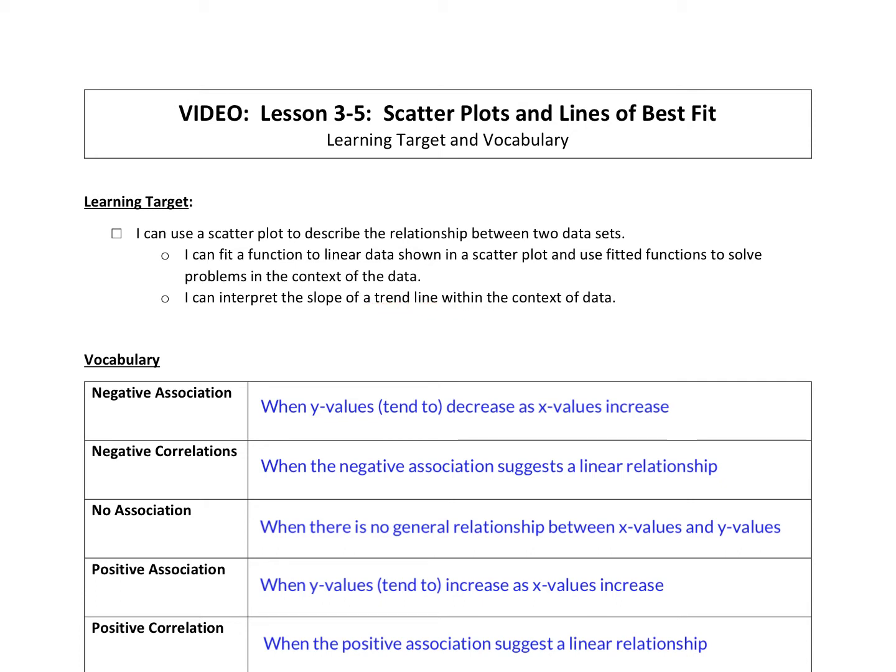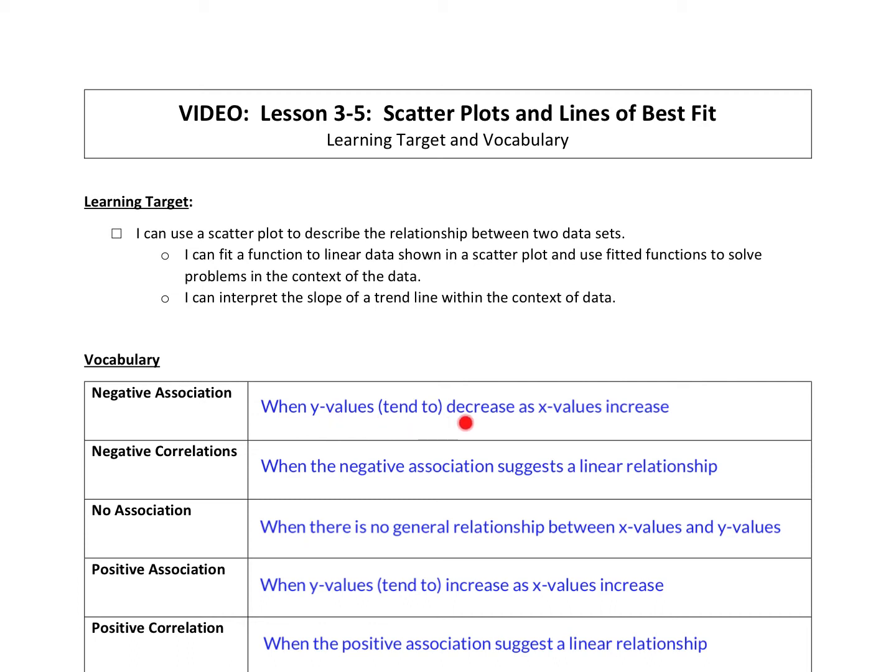So we have some vocab to put into our notes. A negative association happens when the y values decrease as the x values increase. And I put "tend to." The y values tend to decrease as the x values increase. Negative correlation, when the negative association suggests a linear relationship.